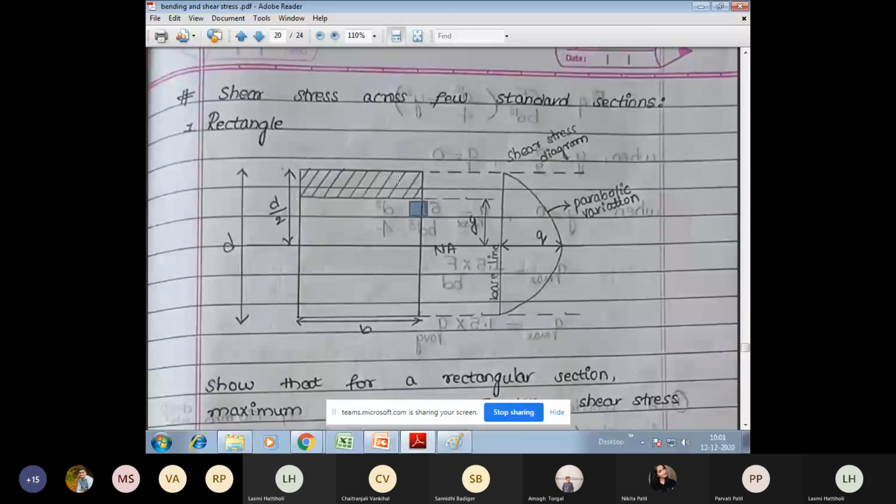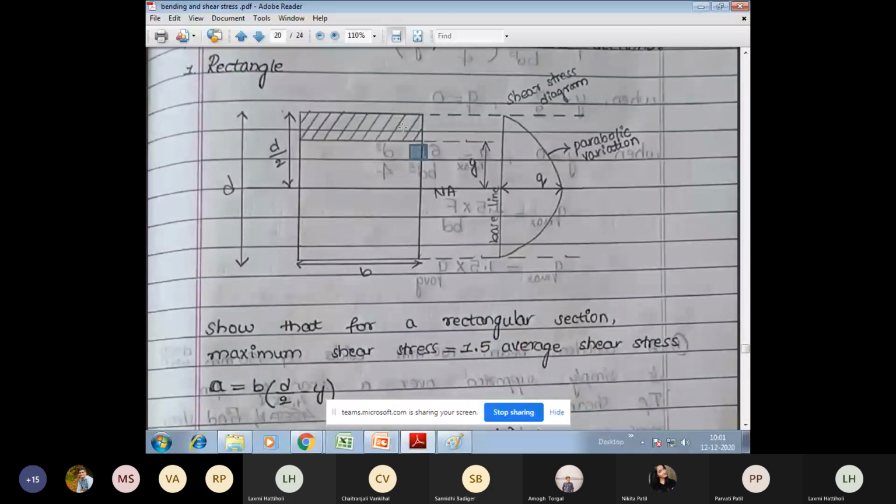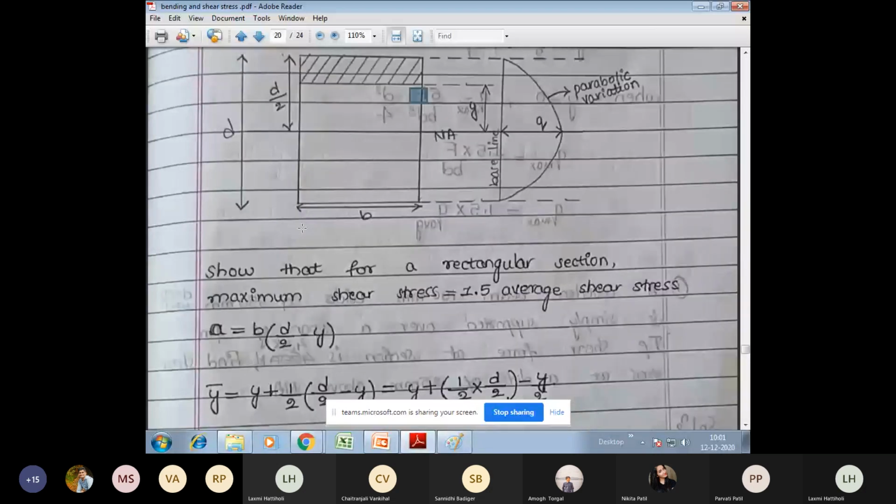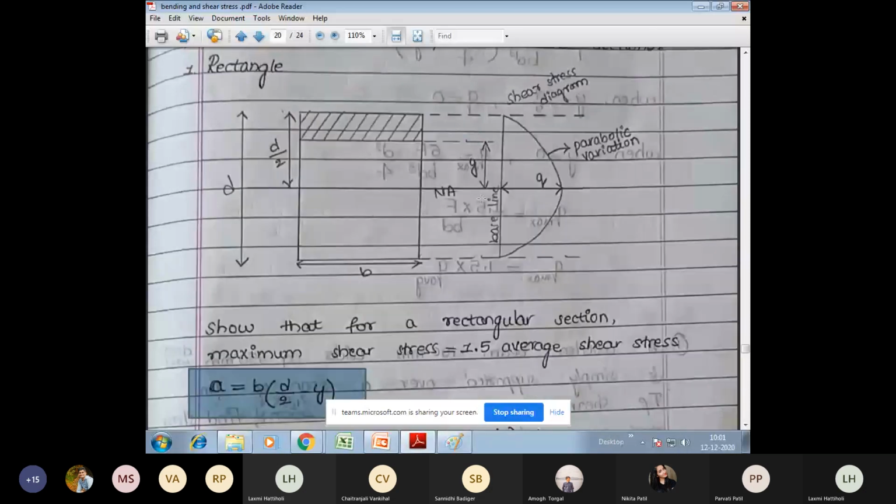Now calculate this area, because you need the area to substitute in the formula. So this area will be equal to B into D by 2 minus Y. What is Y? Y is the distance from the neutral axis up to the fiber. This is Y. So what is the area of this? It is breadth B into D by 2 minus Y. Am I correct? D by 2 minus Y.